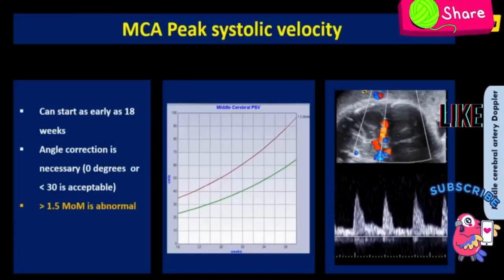For the best technique to measure the peak systolic velocity in the middle cerebral artery, it is better to use 0-degree angle of insonation. The peak systolic velocity is measured. Multiples of the median for gestational age are calculated and compared to the gestational age. The risk of fetal anemia is highest when the peak systolic velocity is more than 1.5 multiples of the median for gestational age.